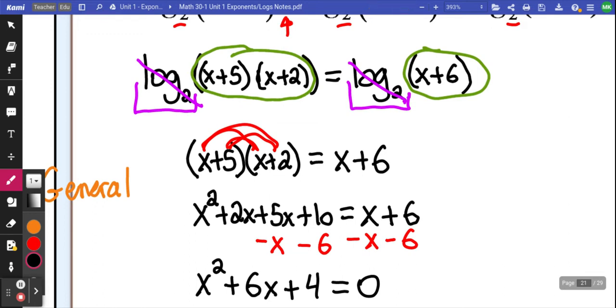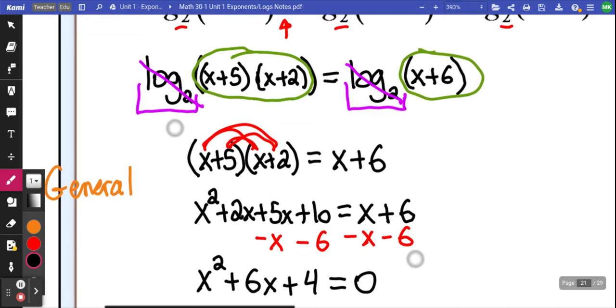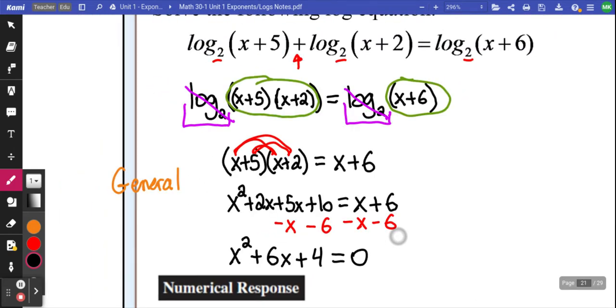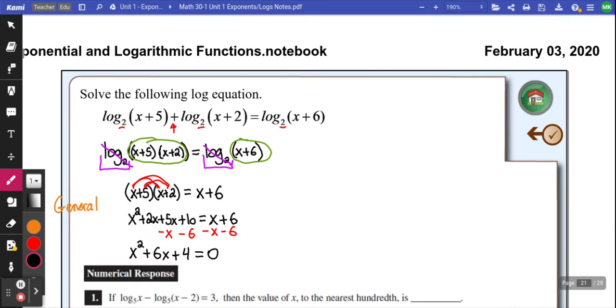You have two options. Option number one, factor. You cannot factor that. If you try the diamond method, there's nothing that multiplies to be 4 and adds to be 6. Doesn't work. So you have your second option, which is quad formula, which you're just going to have to use. You don't really have a choice here. Quad formula, I'll write it at the top here. X equals negative b plus or minus square root of b squared minus 4ac divided by 2a. That will be provided to you.